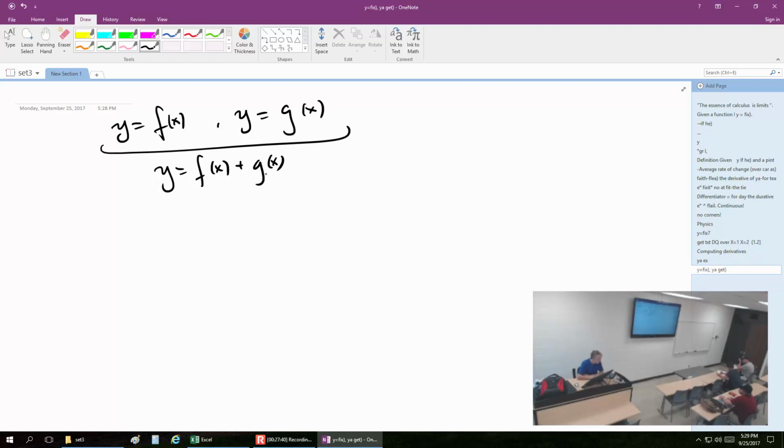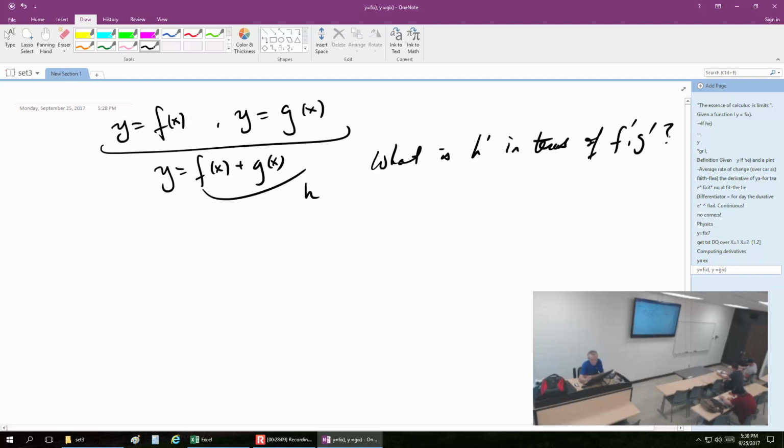Okay, so the rule is, well, let's see. It's really uncomplicated. So we have the derivative of f. So this is a new function. Let's call it h. And my interest now is what is h prime in terms of f prime and g prime. Okay, so we know the derivatives of the two functions.